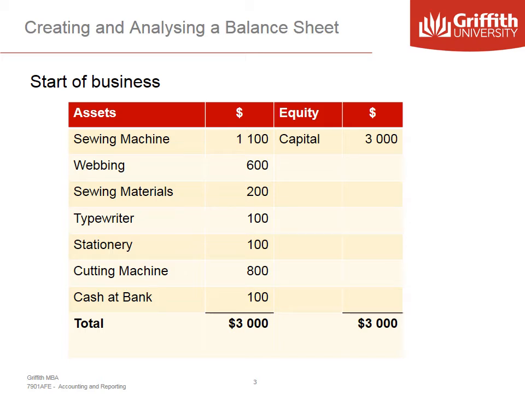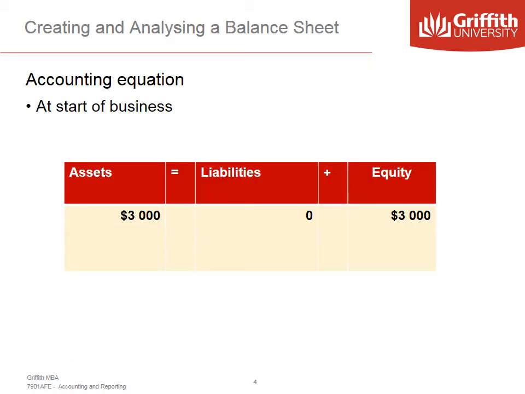When she contributes that $3,000, it comes in the form of a number of different assets. There they are, 1, 2, 3, 4, 5, 6, 7 different assets. So there's her first balance sheet. It starts off with $3,000 of capital that she has put into the business, and that capital is represented by the list of assets down on the left there. And so her balance sheet is shown in the accounting equation, which looks like this. Assets of $3,000. At this point, no liabilities, and equity of $3,000.